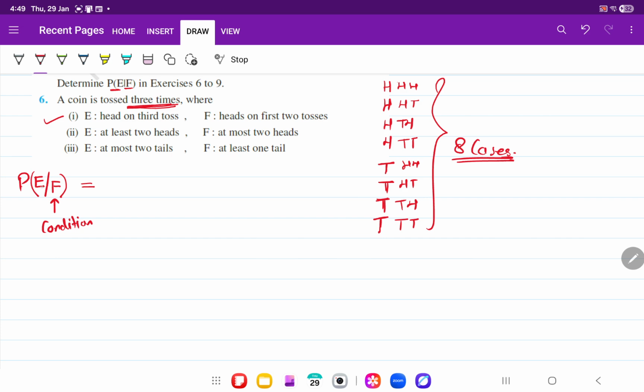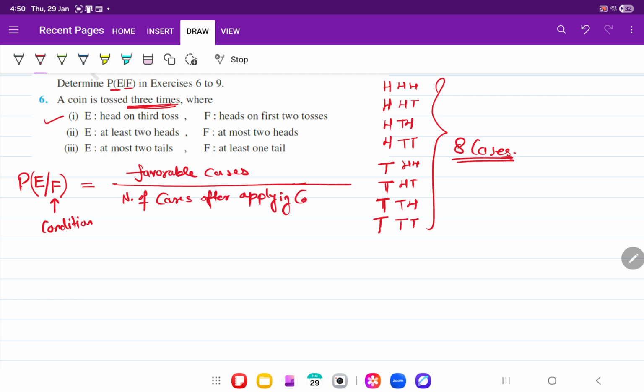Probability means favorable cases by number of cases after applying the condition. After applying the condition, what are the favorable cases? Those favorable cases by total cases when the condition is applied. So this is the conditional probability. You have to first apply the condition and see how many cases are allowed. Out of that, how many are favorable helps to find the probability.